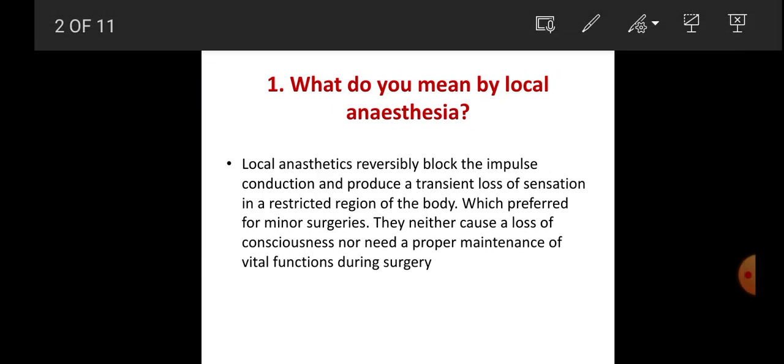But there is also no need of proper maintenance. It's not a complete absence of the need for vital functions maintenance. There is a need, but it is not completely required. When compared to the general anesthetics, that much monitoring is not necessary.